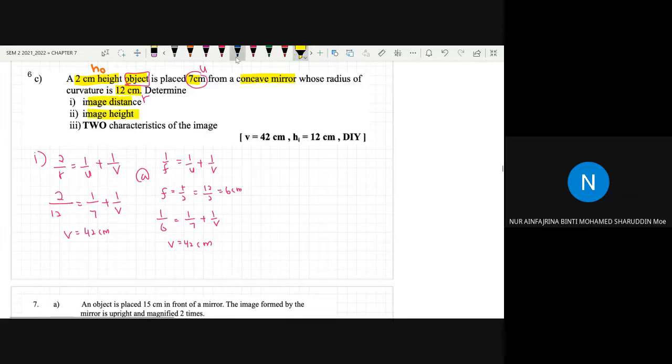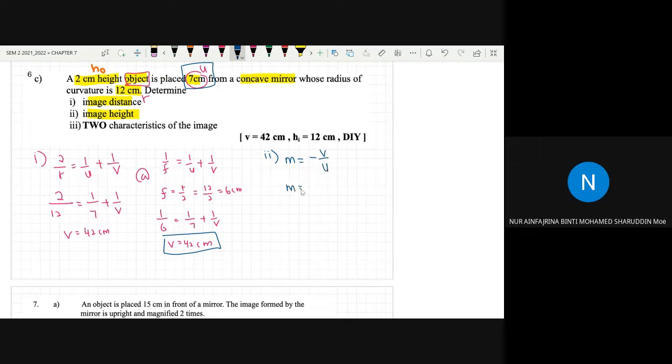Jom kita cari image height together. Macam mana nak cari image height? Guna magnification ke, Miss? Betul, magnification equals to, pakai je dua-dua formula tu. Awak nak pakai macam mana nak cari magnification? Awak kan ada V dan awak juga ada U. Jadi negative V over U. Very good, negative V over U.